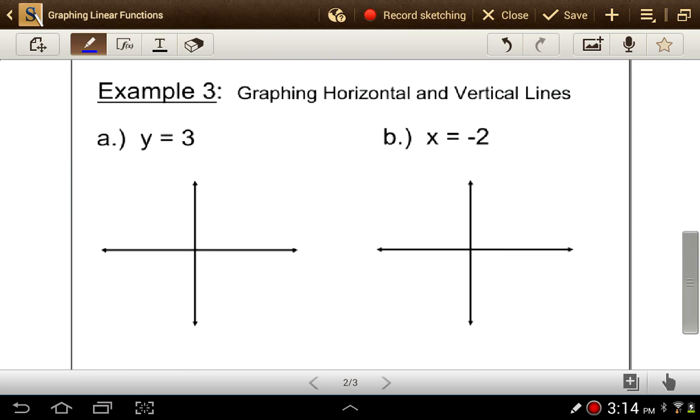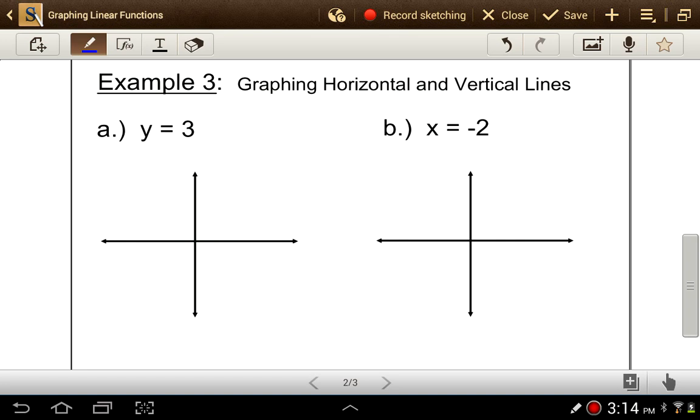All right, in example 3, graphing horizontal and vertical lines. Now we have a situation where we have horizontal and vertical lines because I only have one variable. Okay, there's only the y in A, and I only have the x in B. So that's how you know that it's going to be either a horizontal or a vertical line, because there's only one variable. So the one variable is not controlling the other variable.